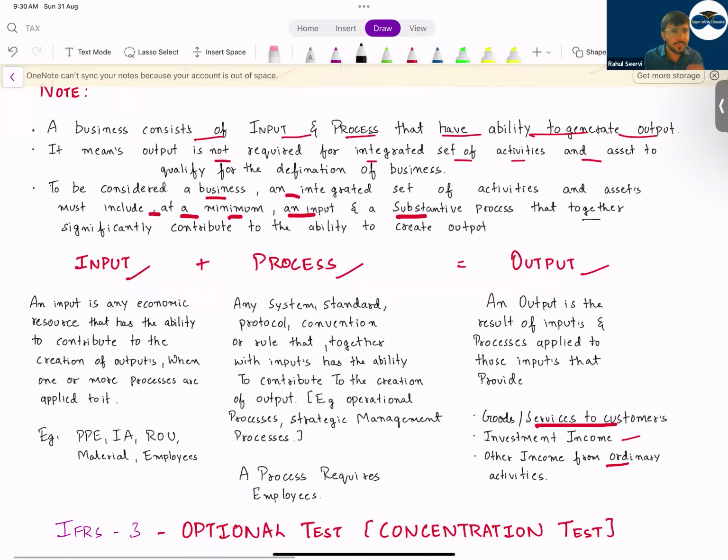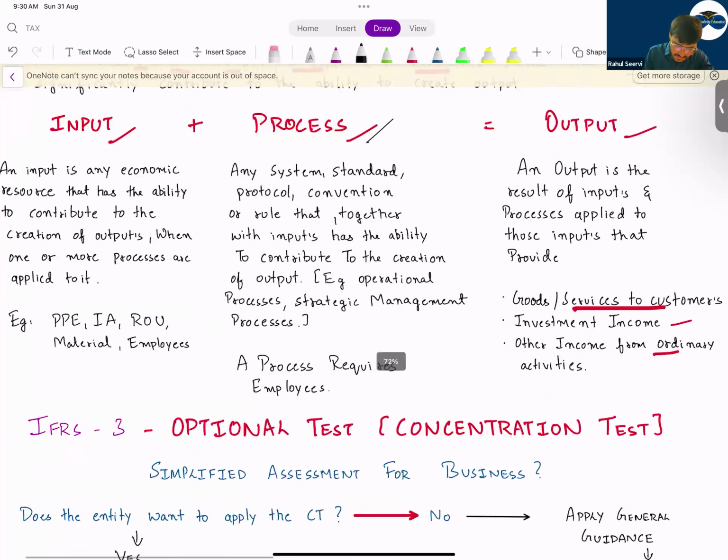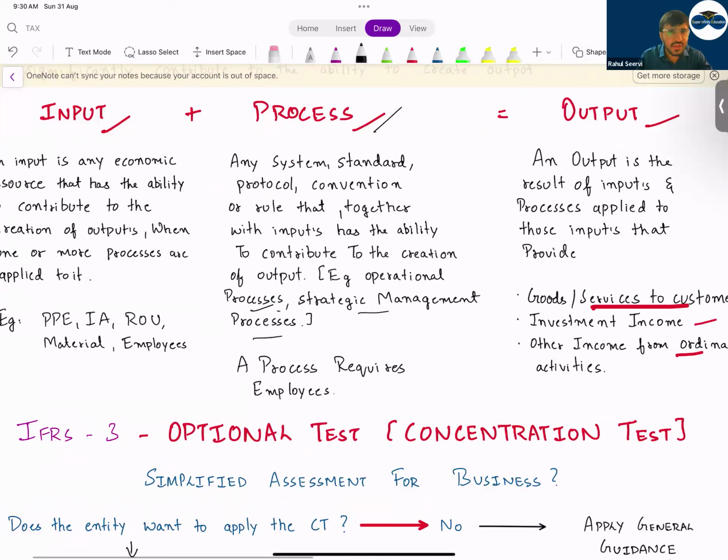Now, what are the examples for input? The examples for input are raw material, PPE, right-of-use asset, intangible asset, etc. Process means a system, a standard, a protocol, a convention. Examples are an operational process or a strategic management process. So there should be a way so that this input can be used and the output can be generated.